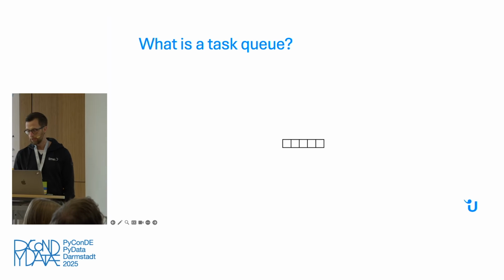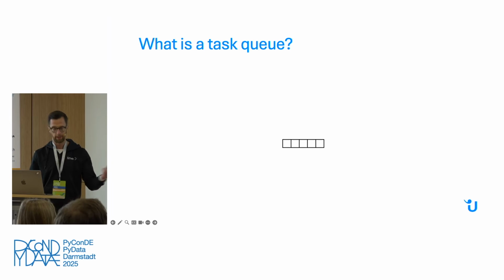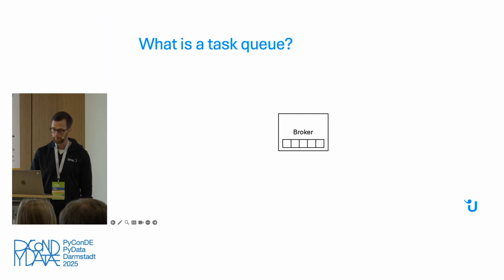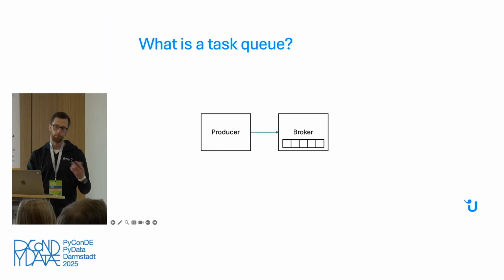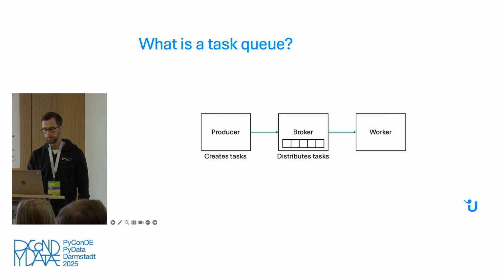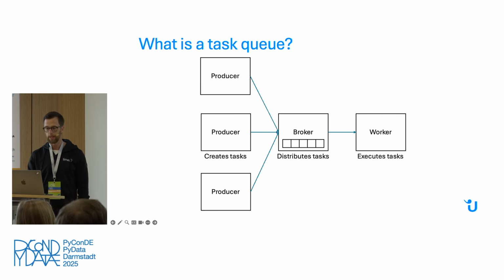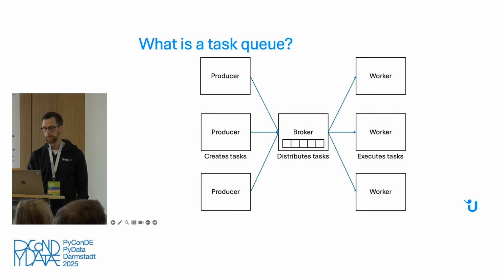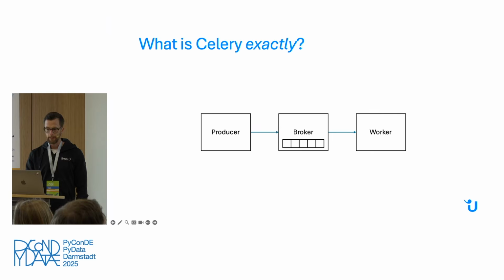At the core of a task queue is a queue. You put things in normally in the front and they come out in the back. The service or application that is managing that queue is usually called a broker. Then you have producers which create tasks and send them to the broker, which puts them in the queue. The broker then distributes these tasks to workers which execute the tasks. Since we're talking about a distributed task queue, you usually have multiple producers and multiple workers. With that general concept, what is Celery exactly?